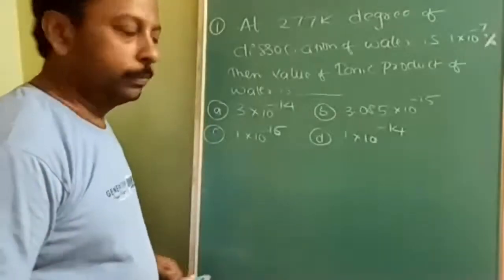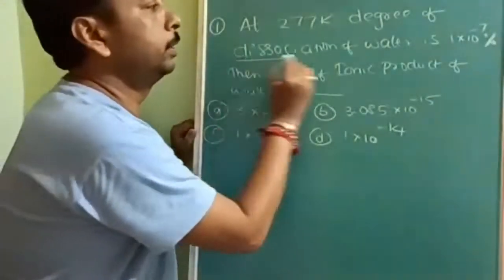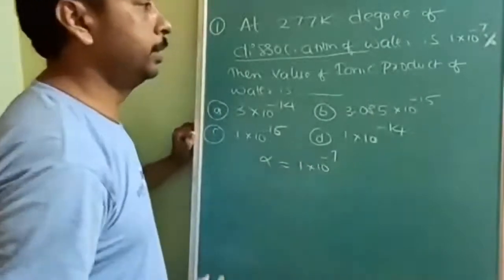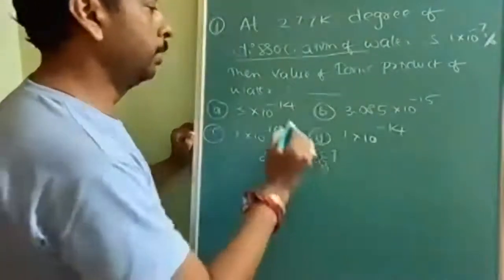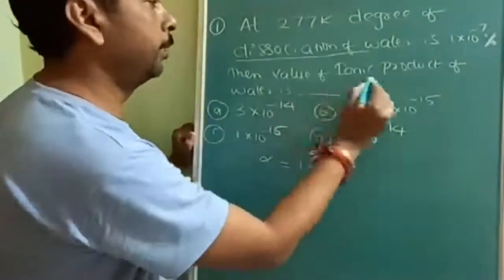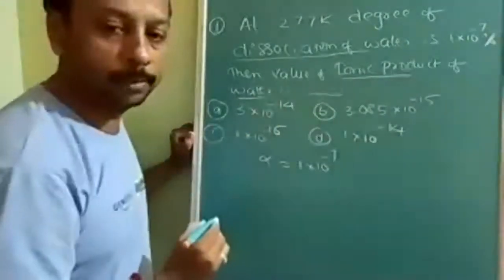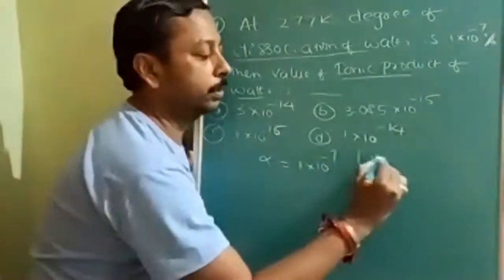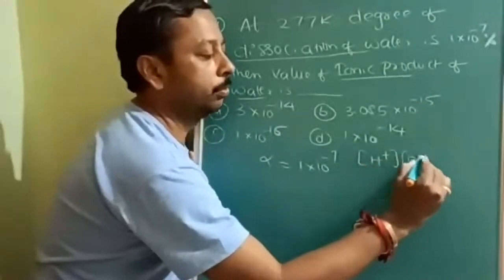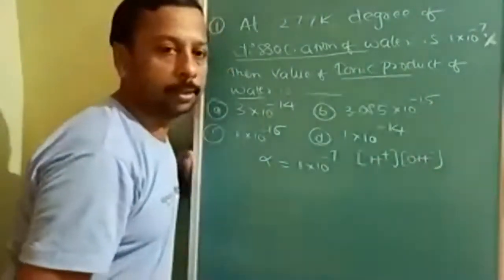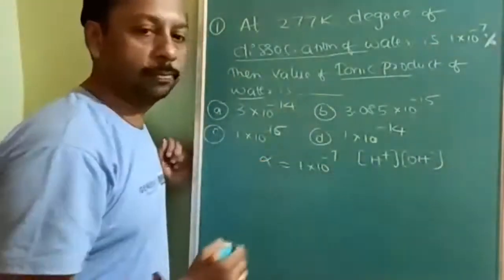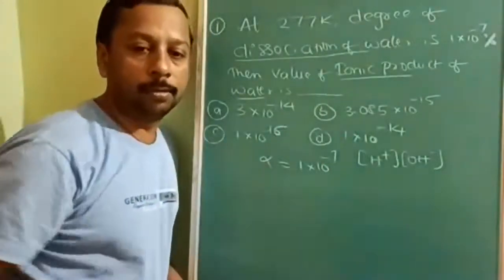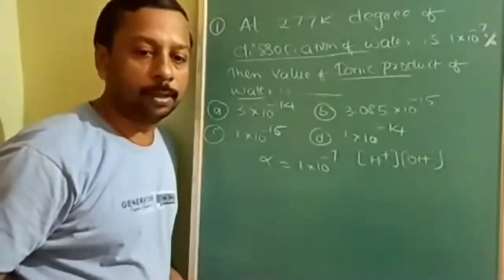Okay, now listen carefully. In this question, degree of dissociation is given. That means alpha is given as 1 into 10 to the power of minus 7. And you have to find out the ionic product of water. That means concentration of H plus into OH minus is the ionic product of water. This is given, this you have to find out. Alpha, degree of dissociation, is given, and you have to find out the ionic product of water.